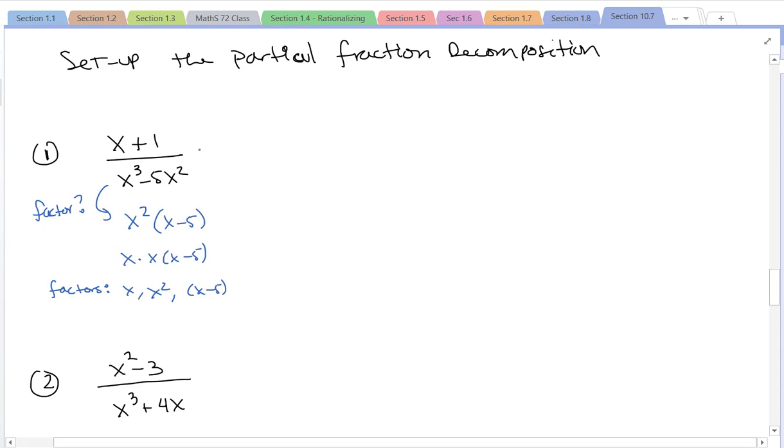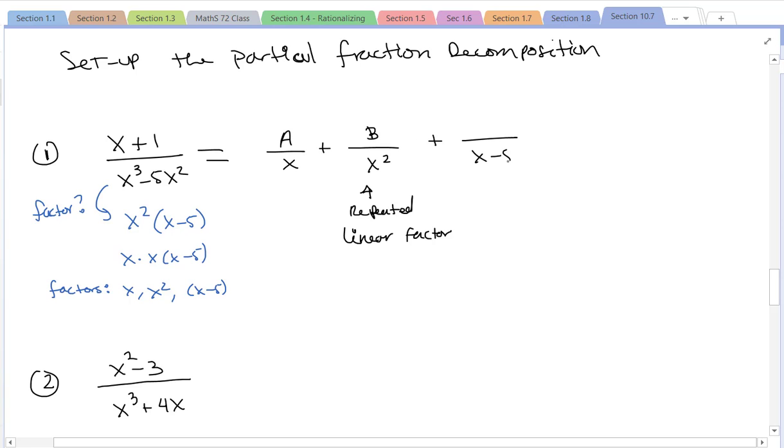So when I write the partial fraction decomposition for this, I'm going to have A over x, a constant on the top, plus B over x squared, because x squared is also a factor. This is a repeated linear factor, so I'm still going to have a constant term above. And then my other term, x minus 5, so I'm going to have a C there. So those will be my partial fractions.